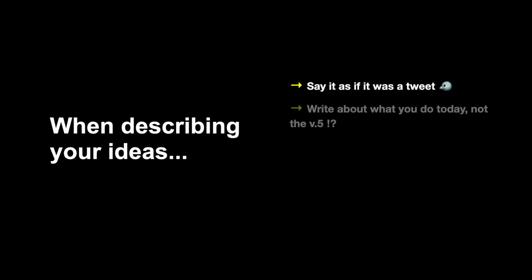When you're describing your ideas, say it as if it were a tweet, as if you were confined to 240 or however many characters. Now that you have an idea of what it is that you want to say, talk about what you're doing today, not version 3, 4, 5, or 7, but the version that you're working on now. If what you're doing right now, for example, is establishing a farm for microgreens, tell us about that. Don't tell us about your goal for the future of having an entire greenhouse of hydroponic microgreen systems.